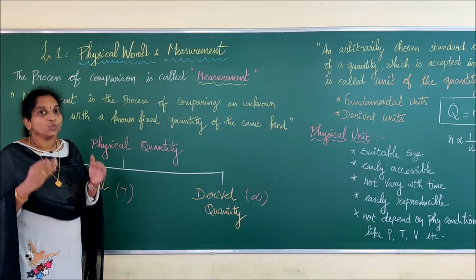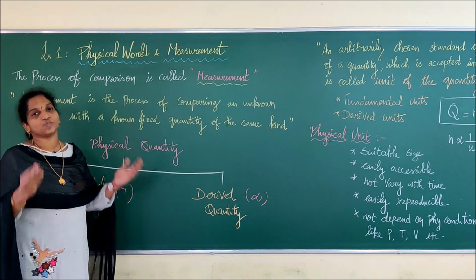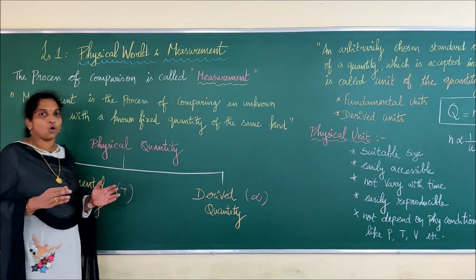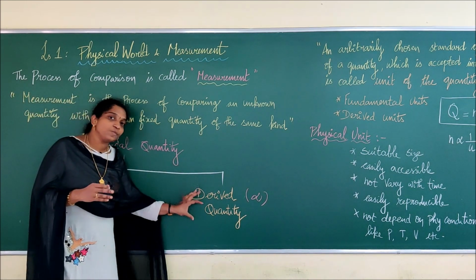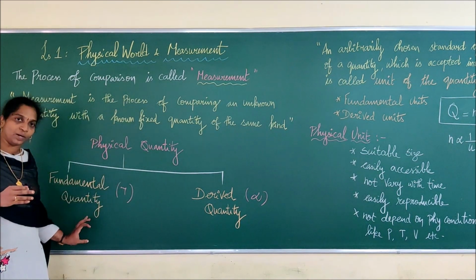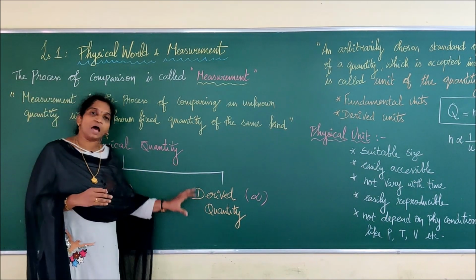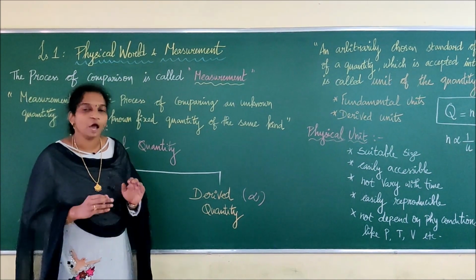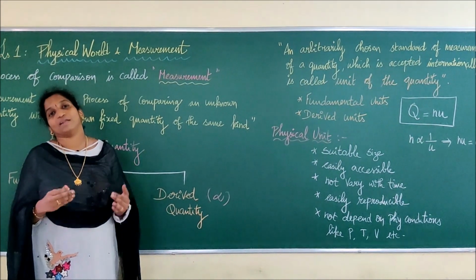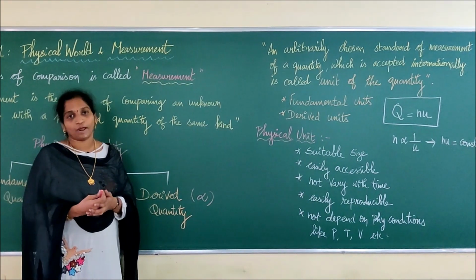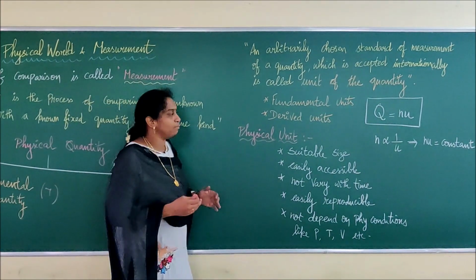The quantities which cannot be expressed in any other form are called fundamental quantities, and the quantities which are expressed in terms of fundamental quantities are called derived quantities. Right? Now we'll go for the next thing. How can physical quantities be measured? So how can a physical quantity be measured?